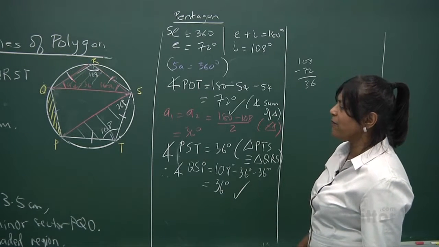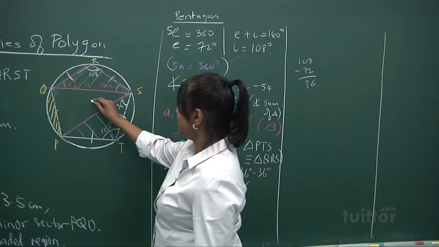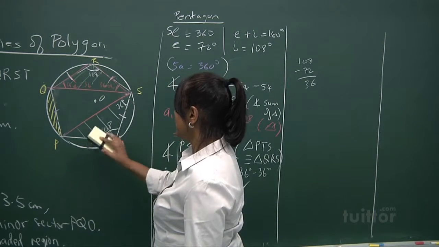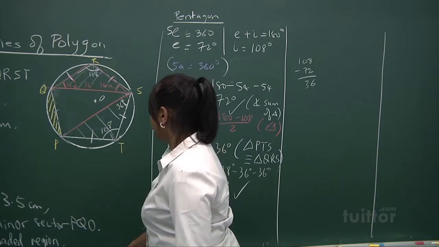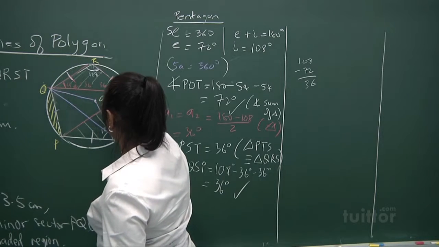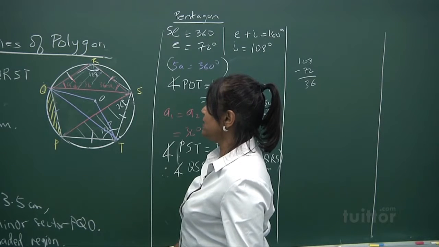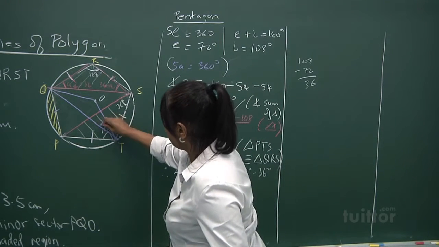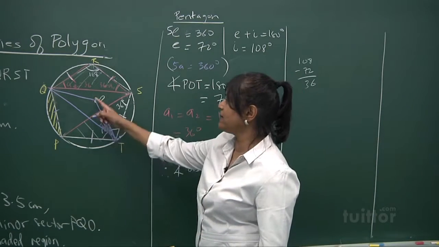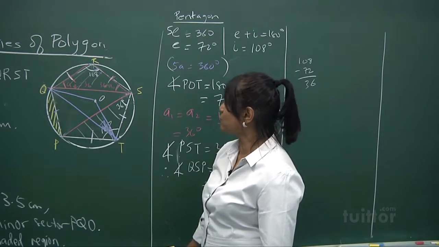Next part, they want to find out what OTQ is. O is the center here. OTQ, what is that angle going to be? We want to look at that angle, OTQ, this angle here. You can see very clearly that this is a radius. Triangle OQT is an isosceles triangle.